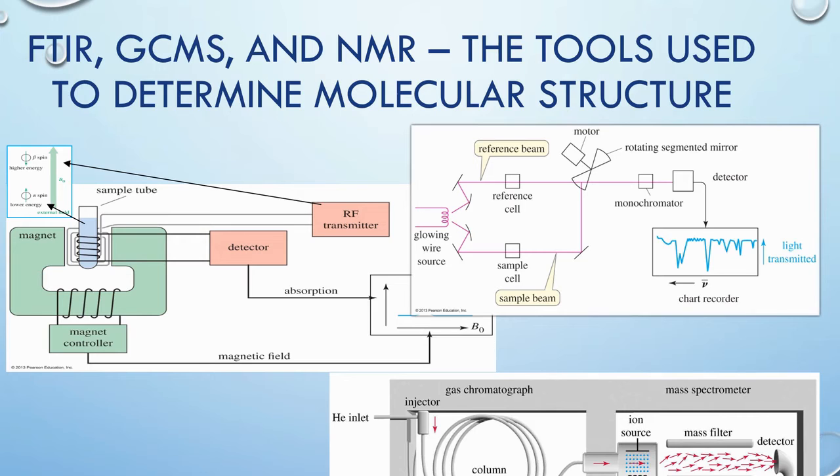In the bottom right is the gas chromatograph mass spectrometer. At the most simple level, you can use it to determine the molecular mass of a compound. At a more complex level, you can figure out the structure of the molecule from what's called the mass spectrum.